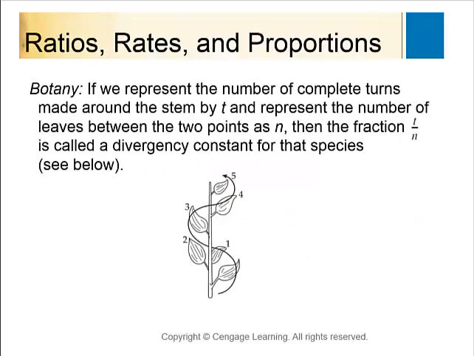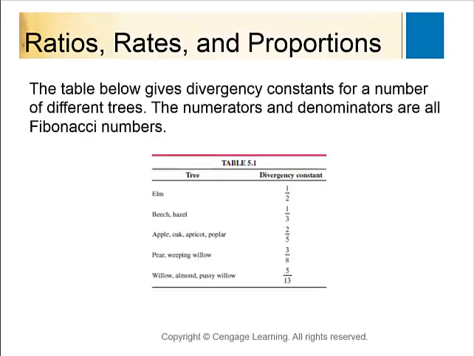Let's look at our next one. In botany, we might look at a plant stem and how it grows, and we can find that depending on what the species is, it has a different ratio there.